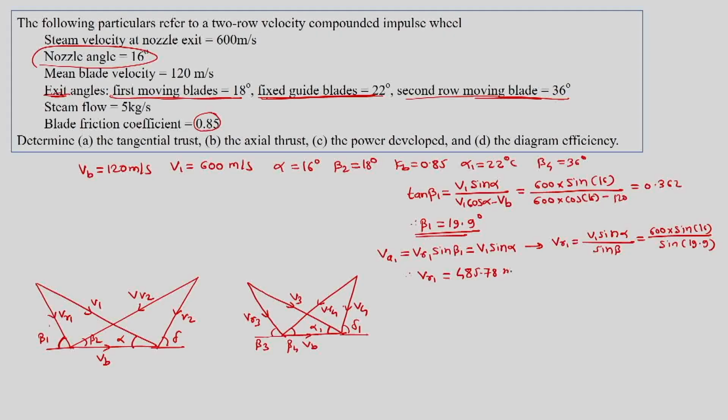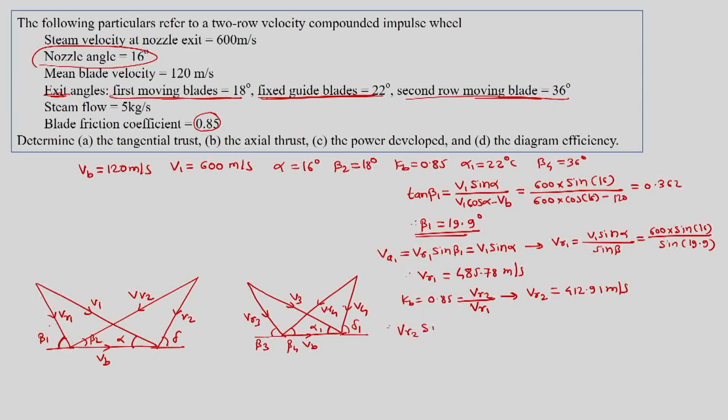So VR1 is equal to 485.78 meters per second. Now we are told that friction factor Kb is equal to 0.85. We know it is VR2 upon VR1. So VR2 is equal to 412.91 meters per second.